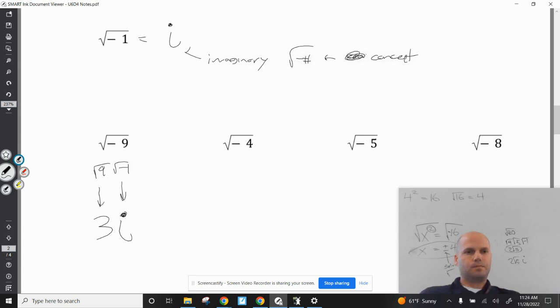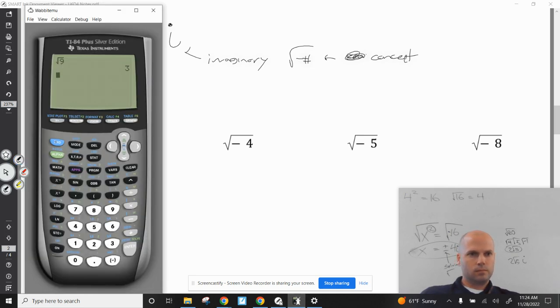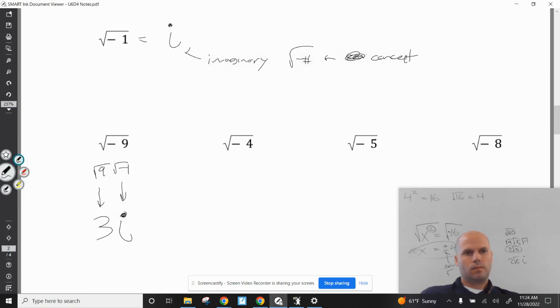Okay? So pretend the 4 is positive. The square root of 4 is just 2. Use your calculator to do it. But since it's a square root of a negative, it's imaginary. You could write this as root 4, root negative 1 if you wanted to. And then the square root of negative 1 we'll call i. Square root of 4 is 2, so the answer is 2i.